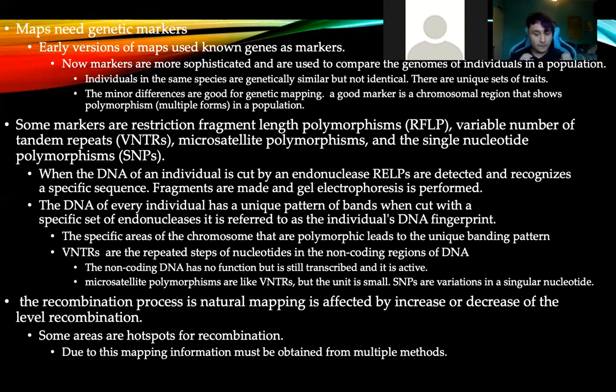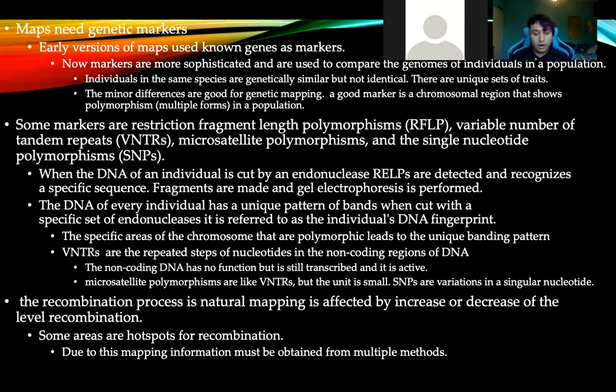Fragments are made, and gel electrophoresis is performed. The DNA of every individual has a unique pattern of bands once cut with a specific set of endonucleases. It is referred to as the individual's DNA fingerprint. These specific areas of the chromosome that are polymorphic lead to the unique banding pattern. VNTRs are repeated stretches of nucleotides in the non-coding regions of DNA. The non-coding DNA has no function, but is still transcribed, and it is considered active.